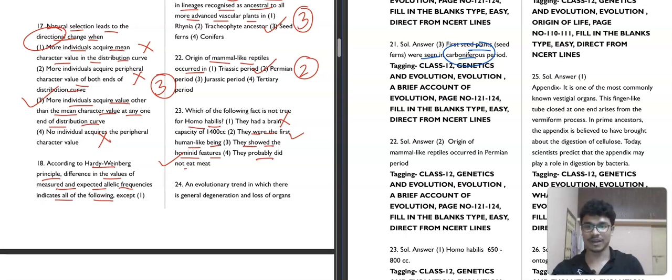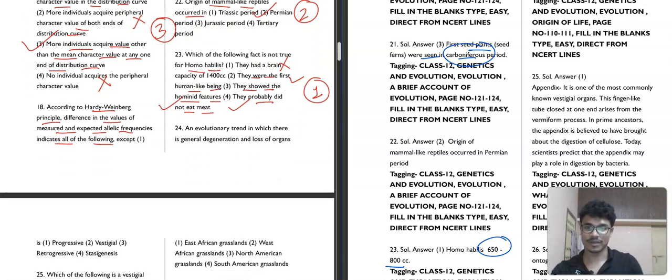Then, they probably did not eat meat. Or they were all vegetarians. They did not eat meat. They didn't know how to cook meat, or they had no idea about this. So it is saying not true for Homo habilis. They had a brain capacity of 1400 cc. This is not correct. They had a brain capacity of around 650 to 800 cc. So the first option is our correct answer.